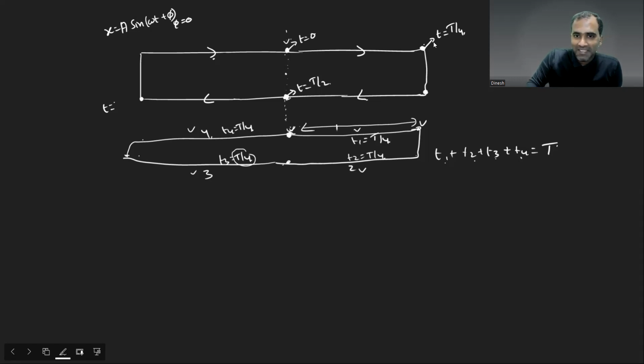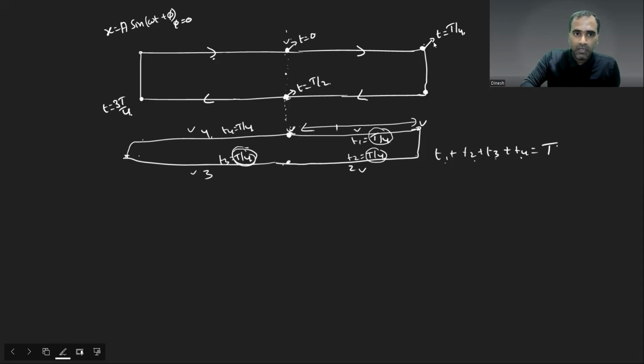T. They only don't have clarity. See, this is T by 4 plus T by 4 to reach this point. To reach this point, another T by 4. 3 times T by 4 only, no? Correct? Following? Yes, sir. Okay. Now let me ask you one more question.